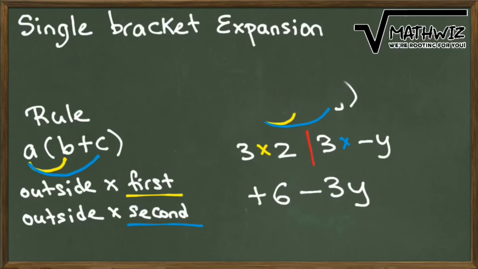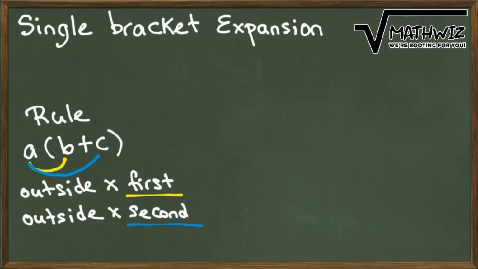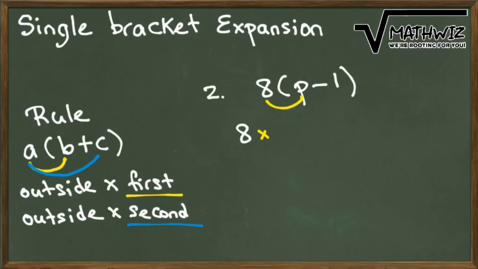Okay, so for the second question, you would have been given 8, open bracket, p minus 1. And so we take what's on the outside and we multiply it by the first on the inside. So we have 8 multiplied by p. We draw our separation line. We then have the outside multiplied by the second on the inside. And so we have 8 multiplied by -1.